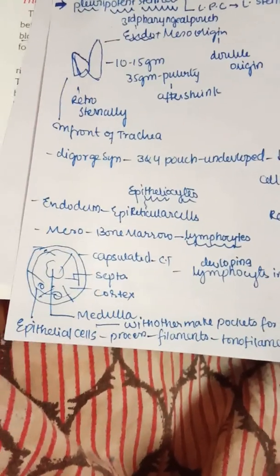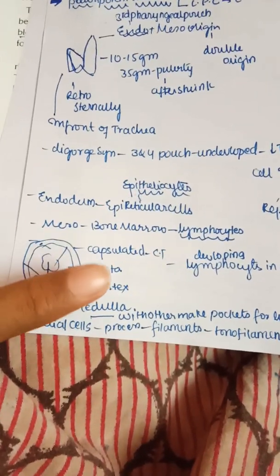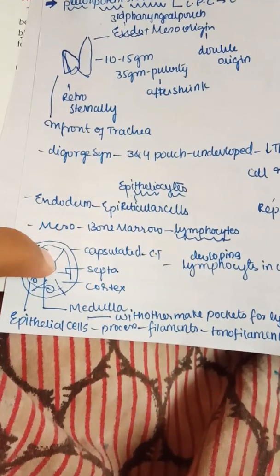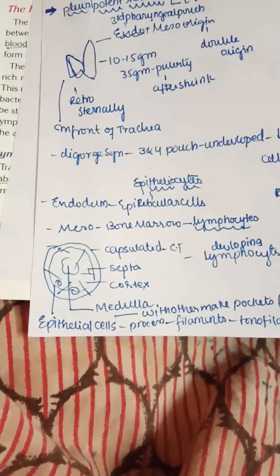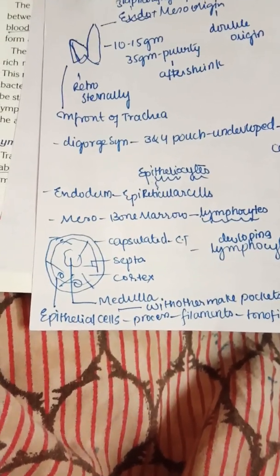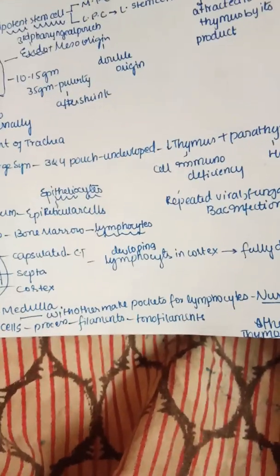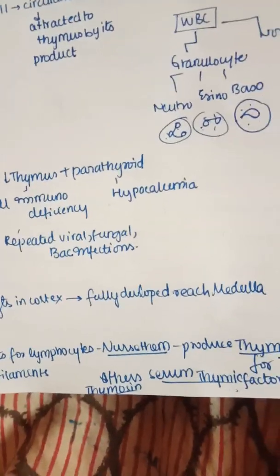So here you can see the structure of the thymus. It is a encapsulated structure, and its capsule is made up of connective tissue. That capsule moves deeper and forms the trabecular septa in between. The outer layer is the cortex, the inner is the medulla, and you can see the outer epithelial cells over here. The developing lymphocytes are present mainly in the cortex, and whenever they are fully developed they reach the medulla.